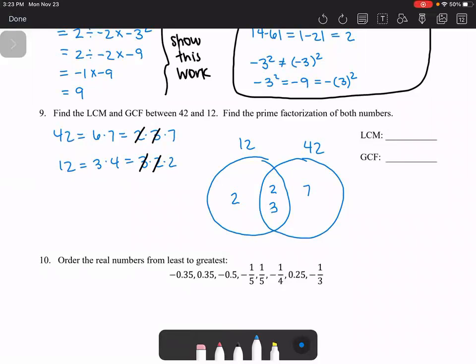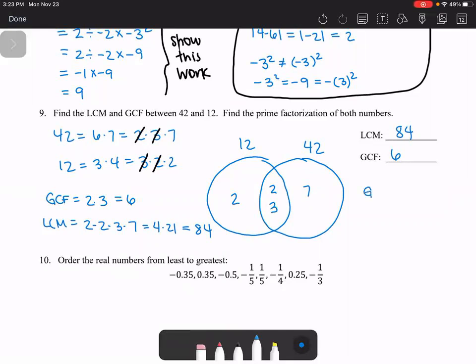So remember that the GCF is the intersection. So we just multiply the things together that are in the intersection of these sets. So this is 2 times 3, which is 6. And the least common multiple is the union. So you just multiply every number that's present there. So 2 times 2 times 3 times 7, which is 4 times 21, which is 84. So the GCF is the intersection and the LCM is the union.